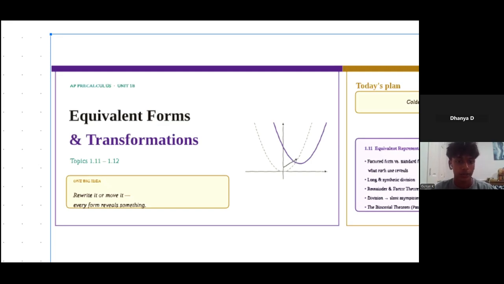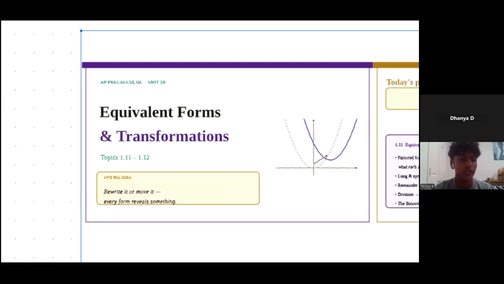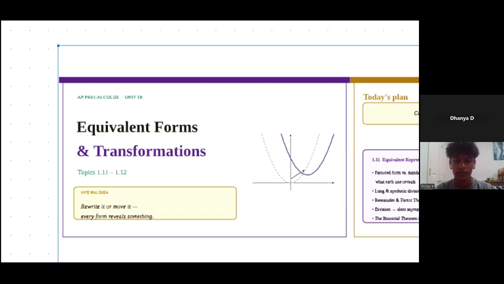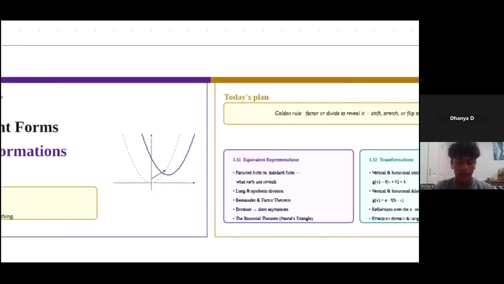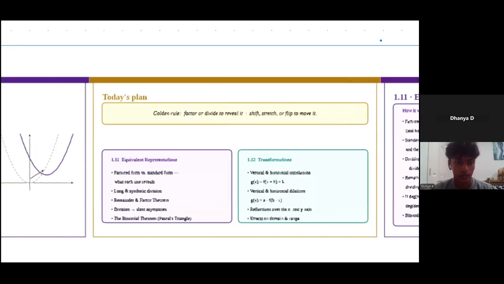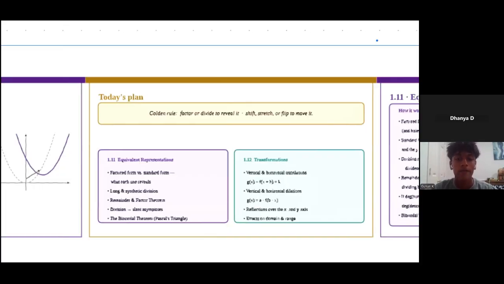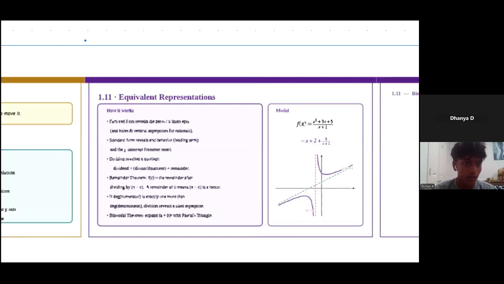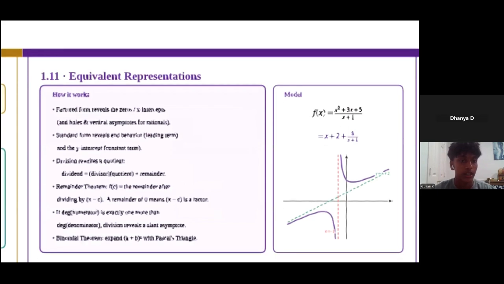All right, so today we're going to be looking at topics 1.11 and 1.12. The big idea is that you have to rewrite the function in every form, whether it's standard form or factored form, because each reveals something different. Here's the gist of the key topics we're going to be going over today. Topic 1.11: the factored form reveals the zeros or x-intercepts, and the holes and vertical asymptotes for rationals.